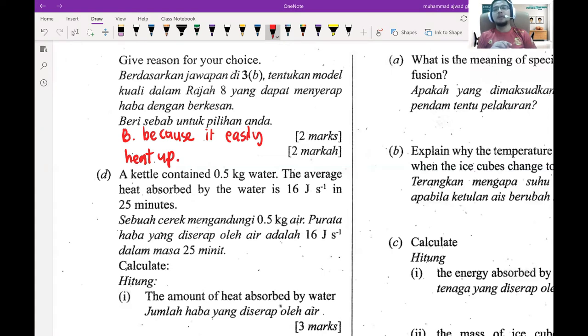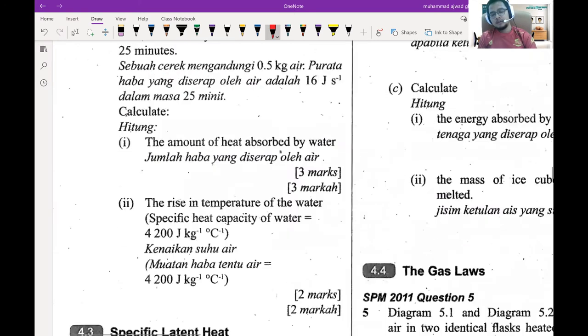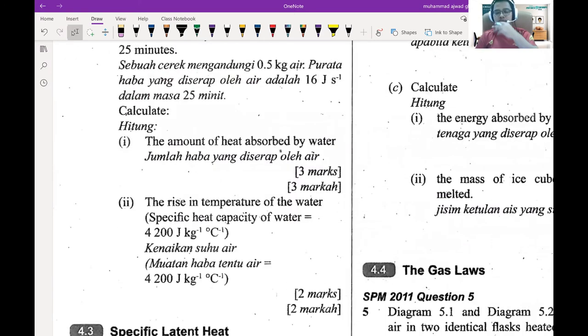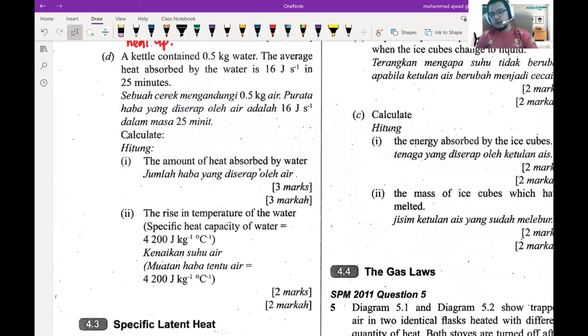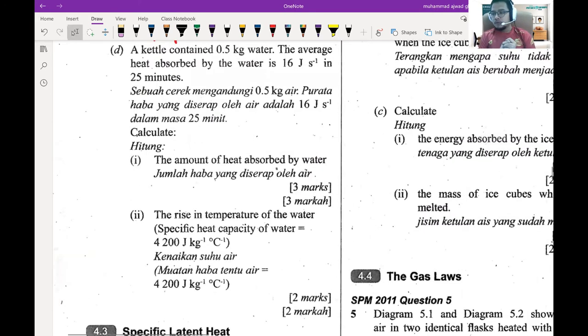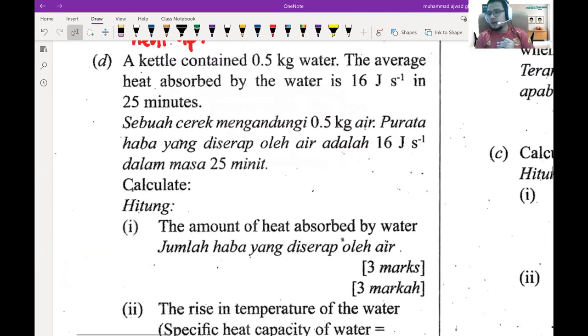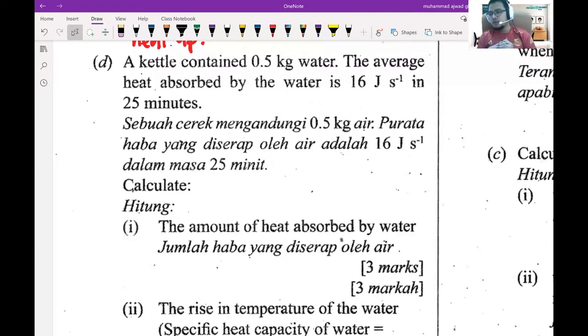So how many marks do we have left? The total is 12, and we have 7 marks. So how many are left? 5 marks. So we start calculating here, 5 marks for calculations. Okay, so here is what the teacher gives. A kettle contains 0.5 kg of water. The average heat absorbed by the water is 16 joule per second in 25 minutes. Calculate the amount of heat absorbed.